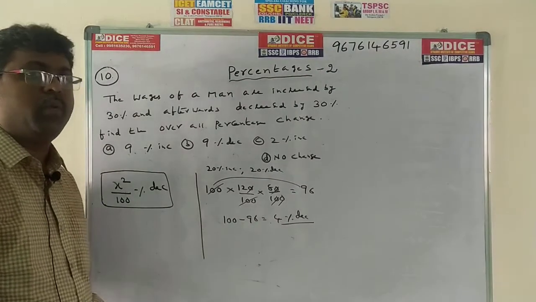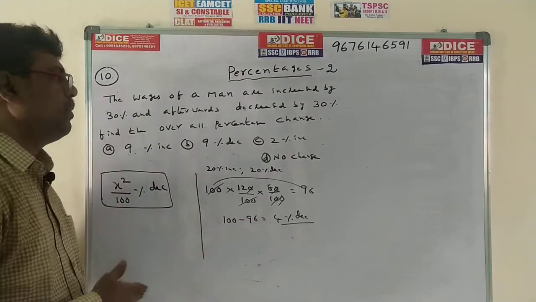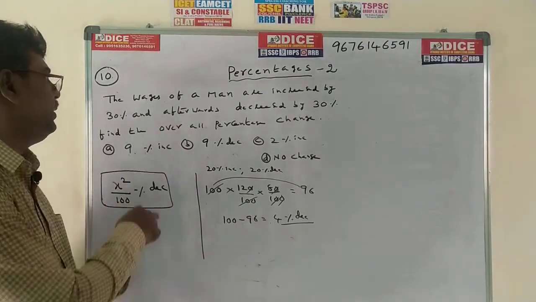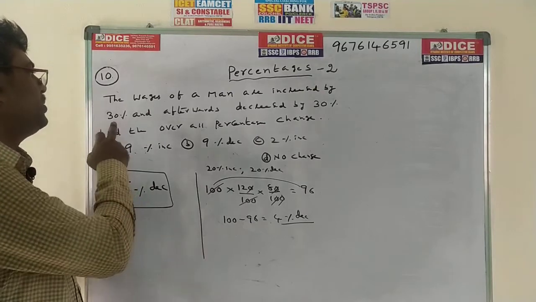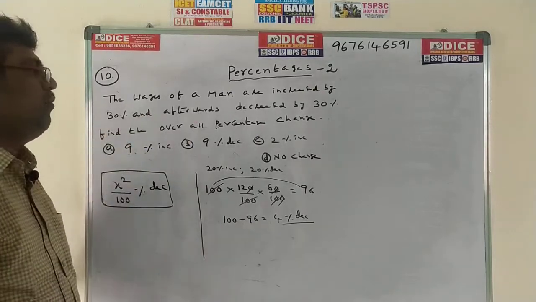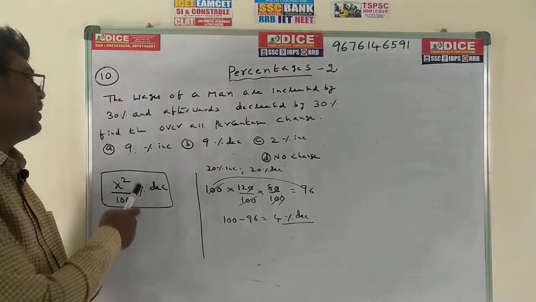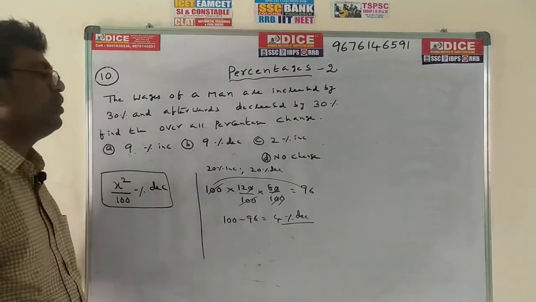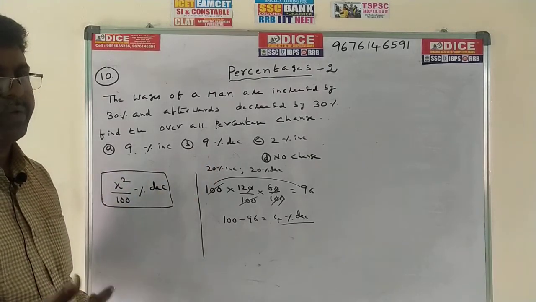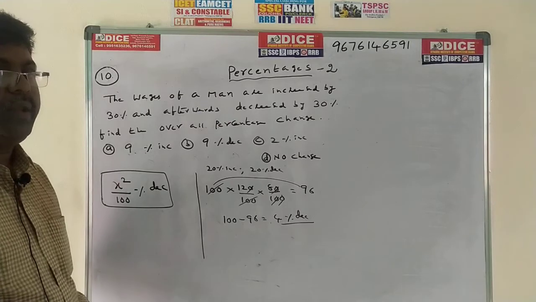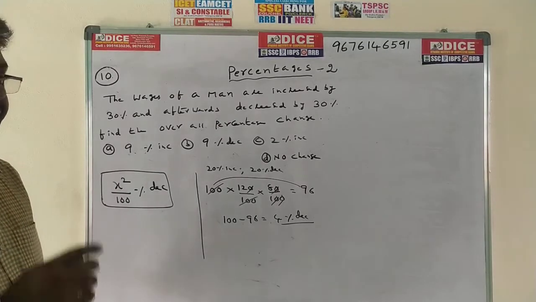Now come to the same model. Just take 20 seconds and do it. I have changed the numbers. The wages of a man are increased by 30% and afterwards decreased by 30%. Find the overall percentage change. The options are 9% increase, 9% decrease, 2% increase, no change. Same model as the previous.